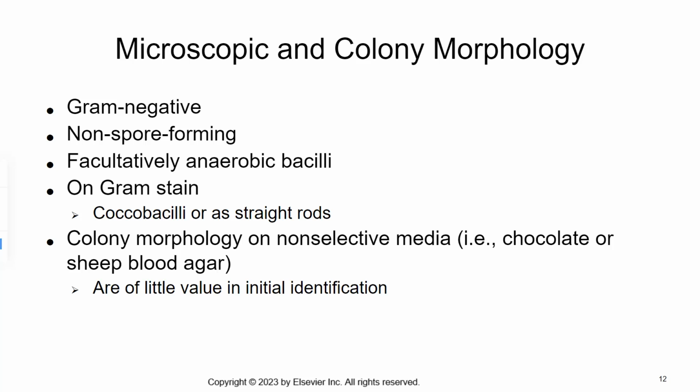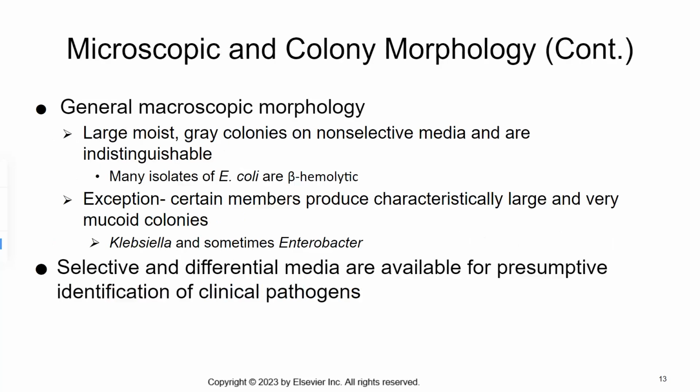So, microscopic and colony morphology: again, gram-negative, they don't form spores. Facultatively anaerobic bacilli, coccobacilli, or straight rods. Colony morphology on non-selective media is of little value in initial identification. General macroscopic morphology: large, moist, gray colonies on non-selective media that are indistinguishable. The exception would be certain species of Klebsiella, sometimes Enterobacter. Selective and differential media are available for presumptive identification of clinical pathogens.